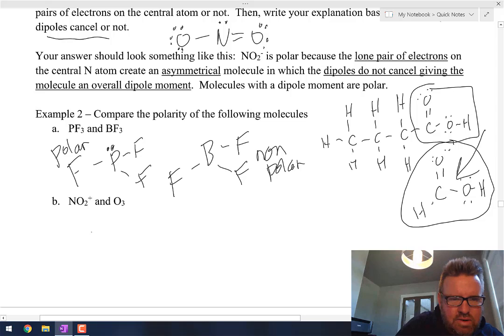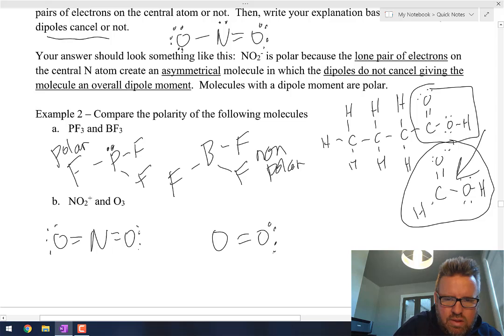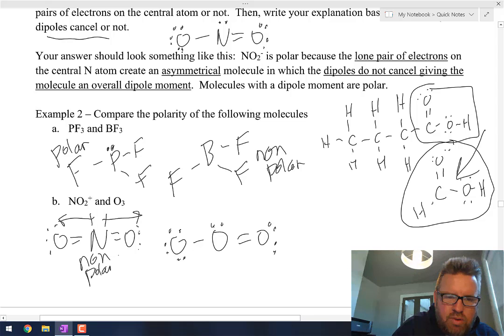Okay, letter B, NO2 plus. NO2 plus looks like this. And O3 looks like this. Okay? And in this case, again, you've got a dipole going this way, you've got a dipole going this way, those dipoles cancel, therefore non-polar.